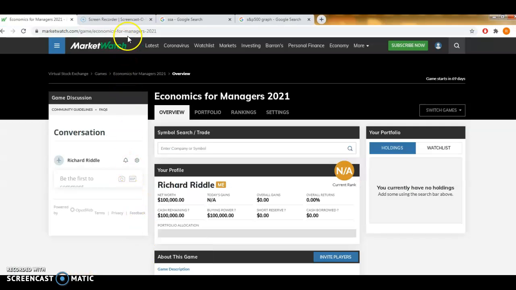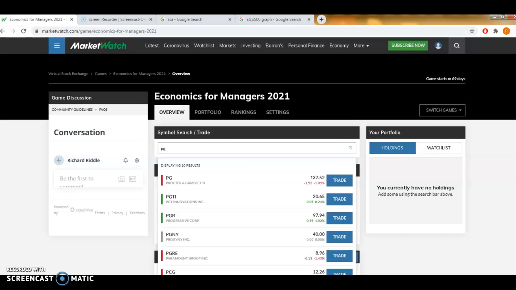When you click on the link, you're going to have to register for the stock game, and you'll see that your initial allocation is $100,000. In order to make any trades, you'll type in a symbol, so you'll want to find out the company name or symbol. I'm going to type in PG, which is the symbol for Procter & Gamble.